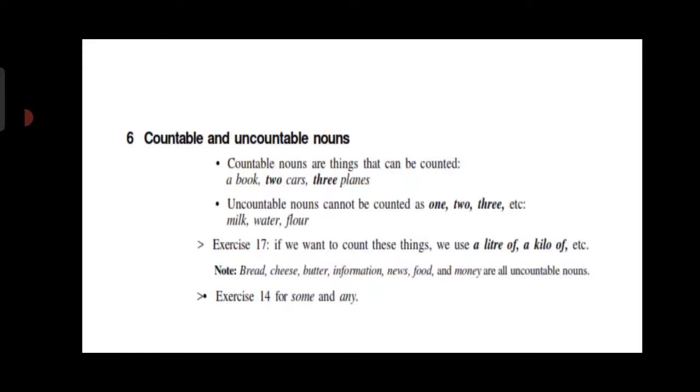And in the same way, we treat a singular noun like butter. I'm buying butter. You would never say I'm buying a butter or I am buying butters. No, never. I have information. You would never say I have an information. No, never. Or informations. No, never. So news, food, money, they are all called uncountable nouns.